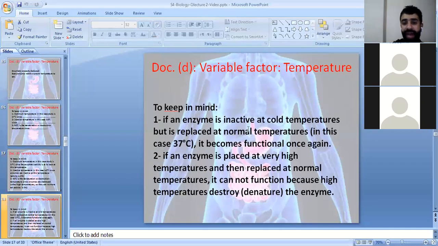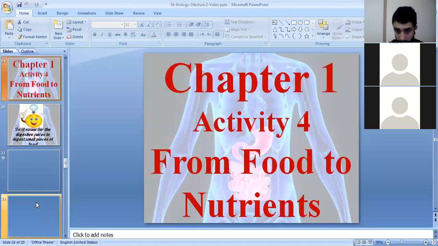So you have to know that if the enzyme is inactive at cold temperature, say 0 or -1 or -2, it can work again if it's replaced at normal temperature. For example, I put an enzyme at temperature 0 degrees, okay? And then I place it back at 37. The enzyme can work again. So it's normal. But if the enzyme is placed at very high temperature, the enzyme is destroyed or denatured. So it cannot function anymore because the high temperature destroyed the enzyme. The enzyme is not functional anymore. You have to know this.